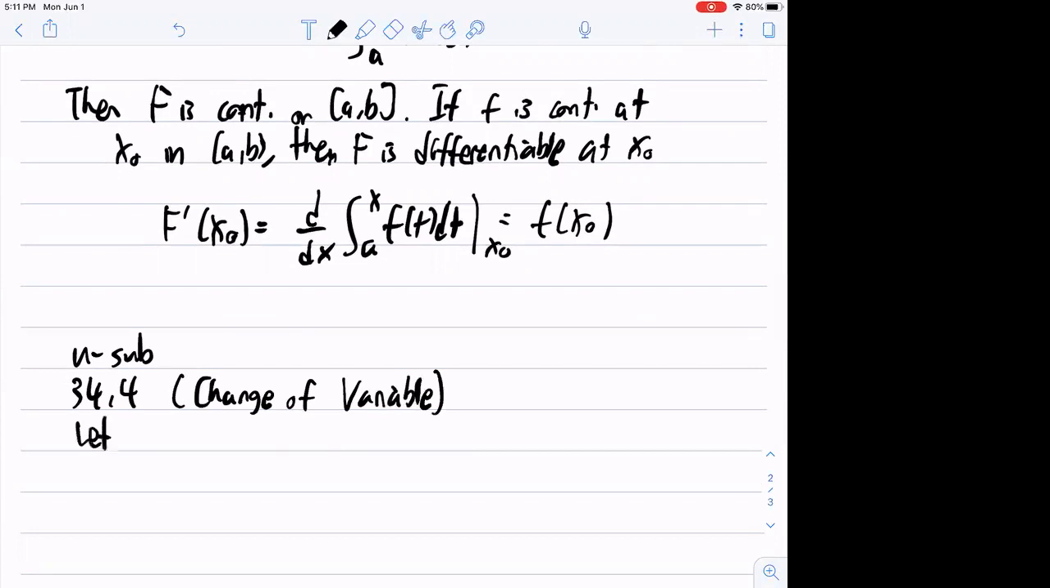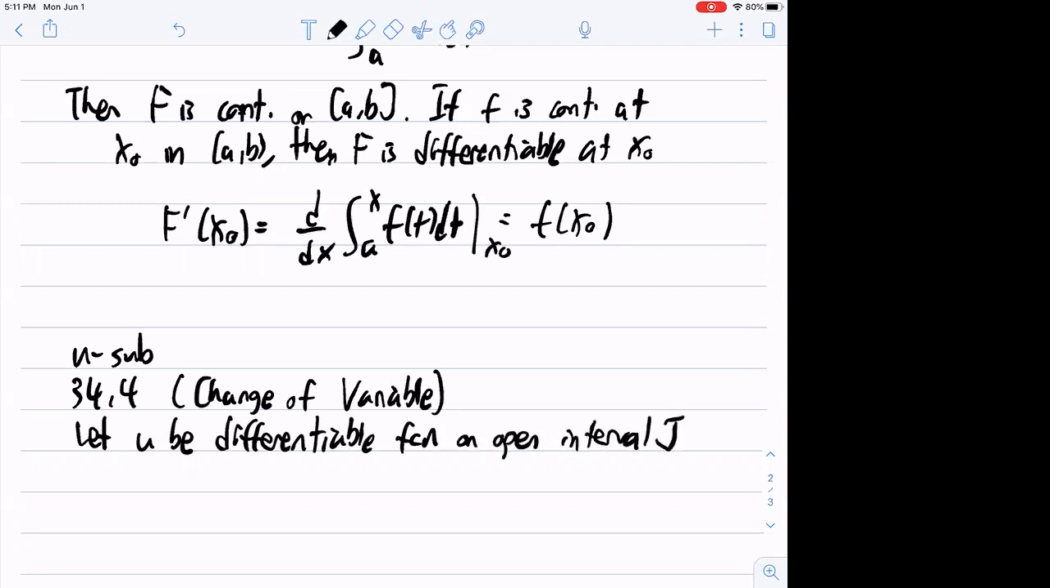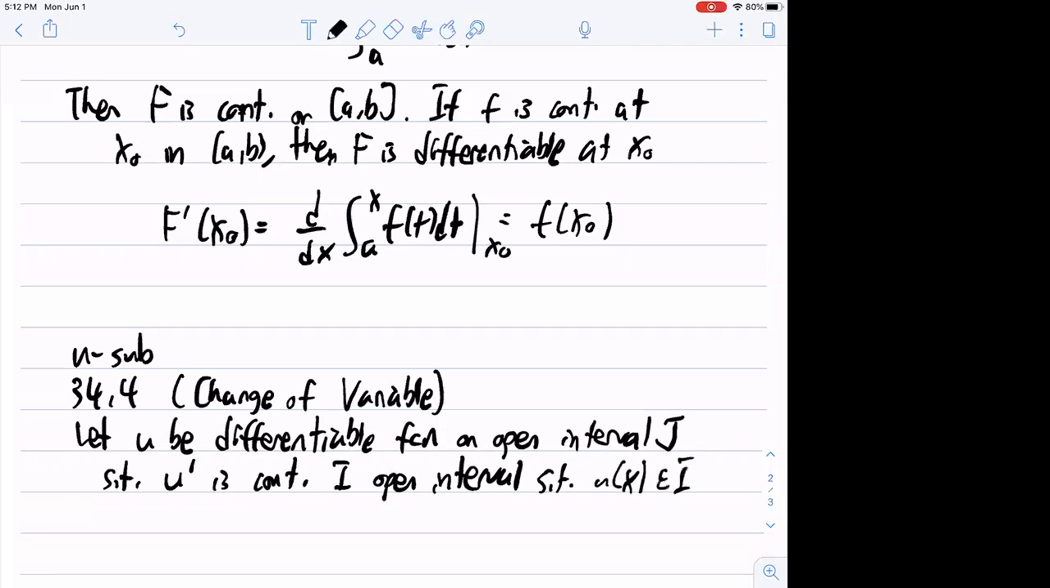And this should be the last thing. So let u be a differentiable function on an open interval J such that u prime is continuous. I is an open interval. So this is just setting it up so our domains are right, or the image of the map from u of x, because we're sort of moving from x coordinates to u coordinates.